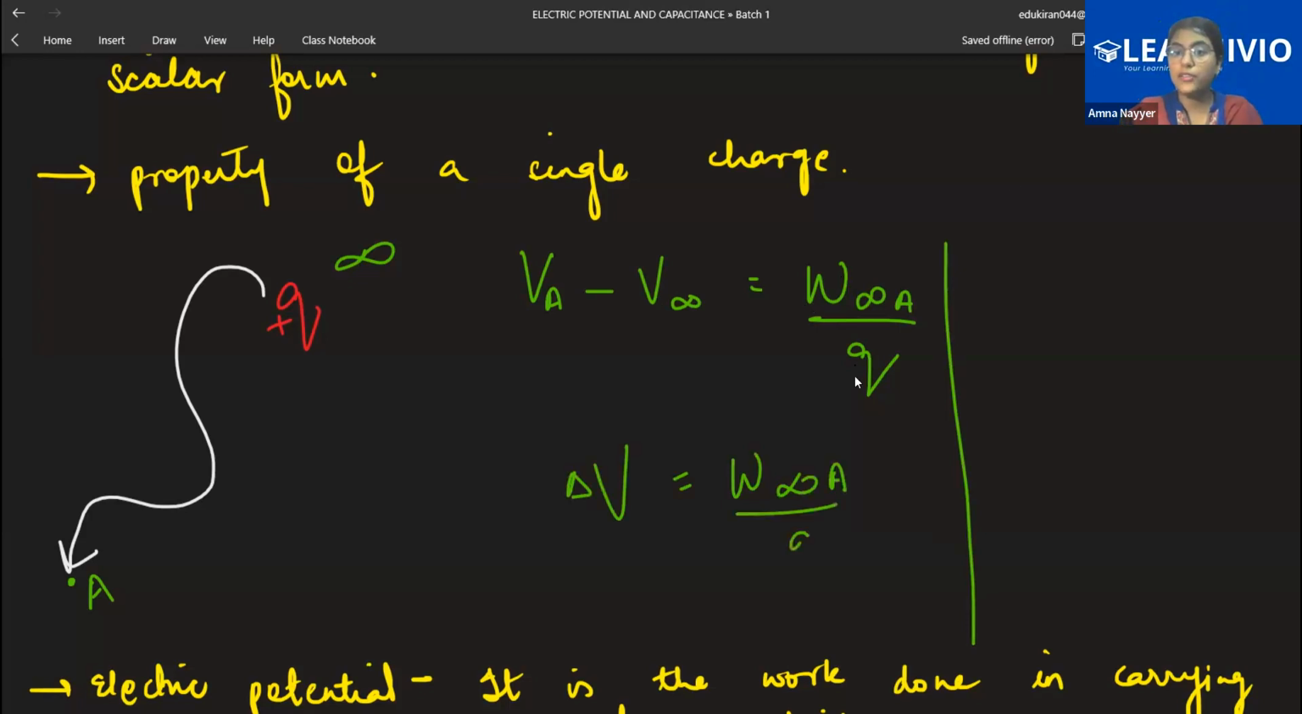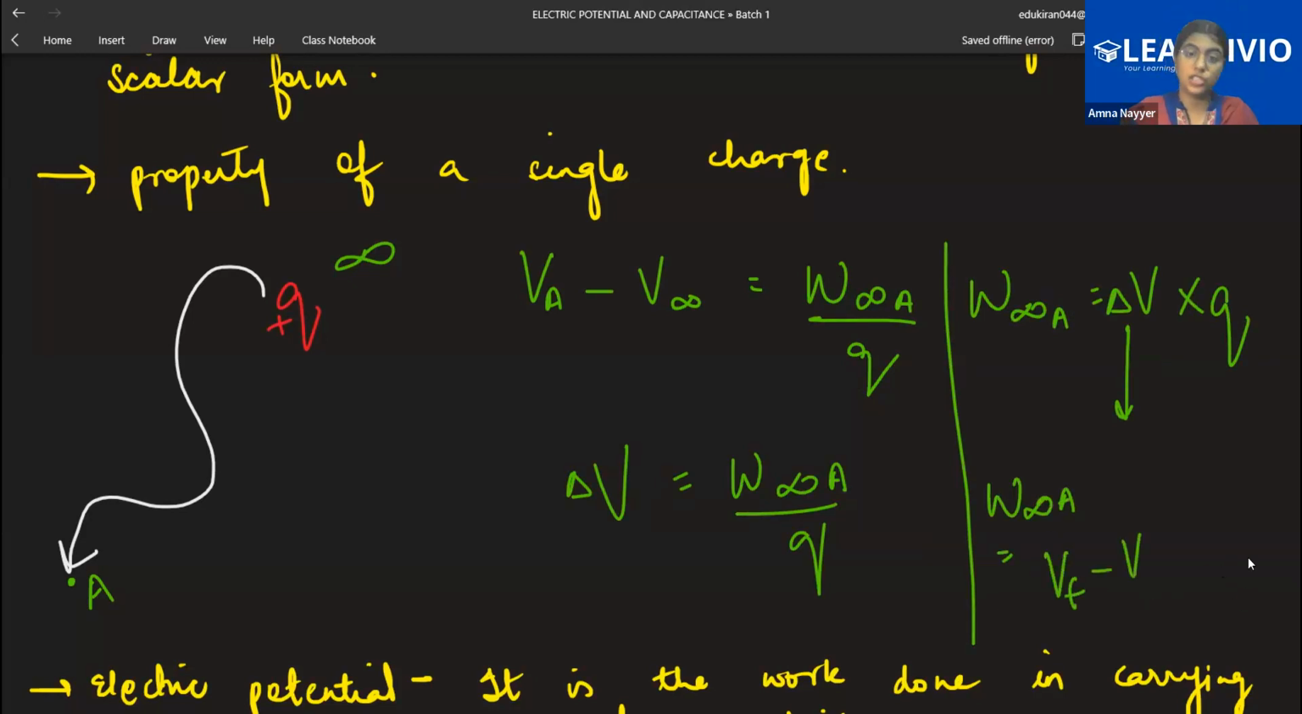All right. So if you have to write the complete formula for work done, work done we can write as the change in potential multiplied by the charge. And how can you write the change in potential? Work done from infinity to a point can be final potential minus initial potential, multiplied by the charge. So this is important, what you have to remember.